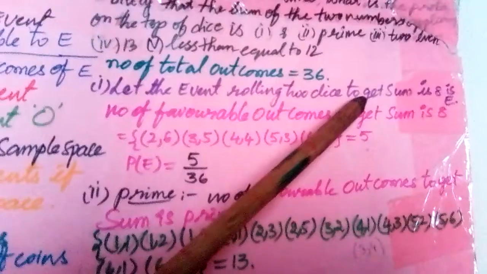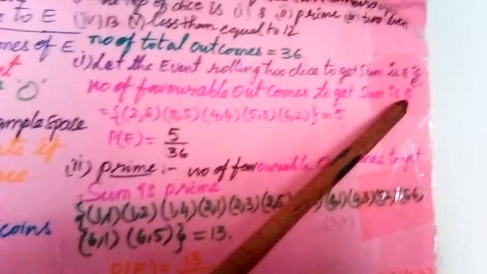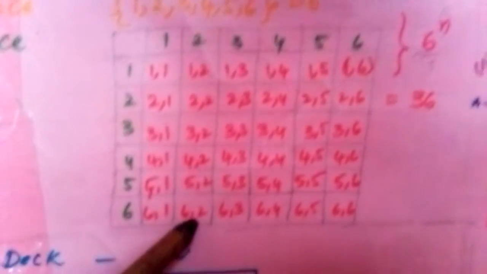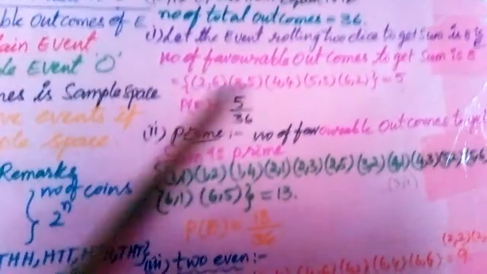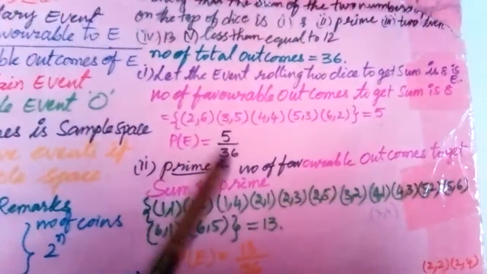Then here, the first question: the sum of the dice is equal to 8. So let the event "rolling two dice to get sum 8" be assumed as P of E. Next, favorable outcomes to get the sum 8. In this tabular form, where do you get the sum of two values as 8? 2 plus 6 is 8, 3 plus 5 is 8, 4 plus 4 is 8, 5 plus 3 is 8, 6 plus 2 is 8. So write all those values in the sample space. Count the number of elements, total 5. Now the probability of the event: number of favorable outcomes, which is 5, and number of total outcomes 36. Divide 5 by 36 and write the value here.